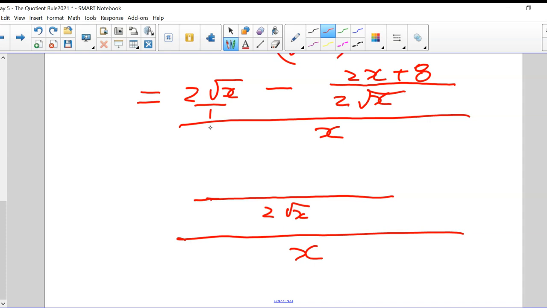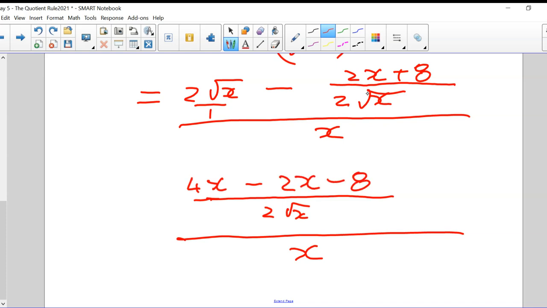And what I multiplied this denominator by, the one I'm pointing to now, to get this denominator is simply 2 root x. So 2 root x times 2 root x would be 4x, minus the other stuff that we had here, minus 2x minus 8.